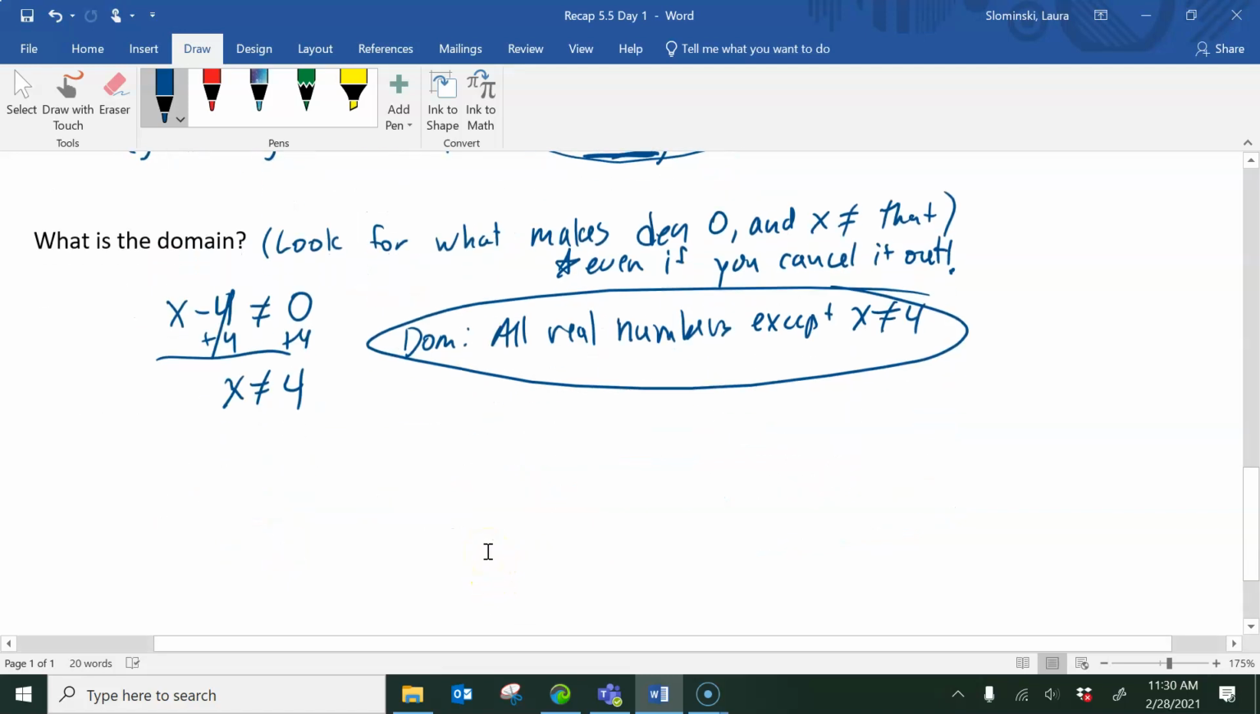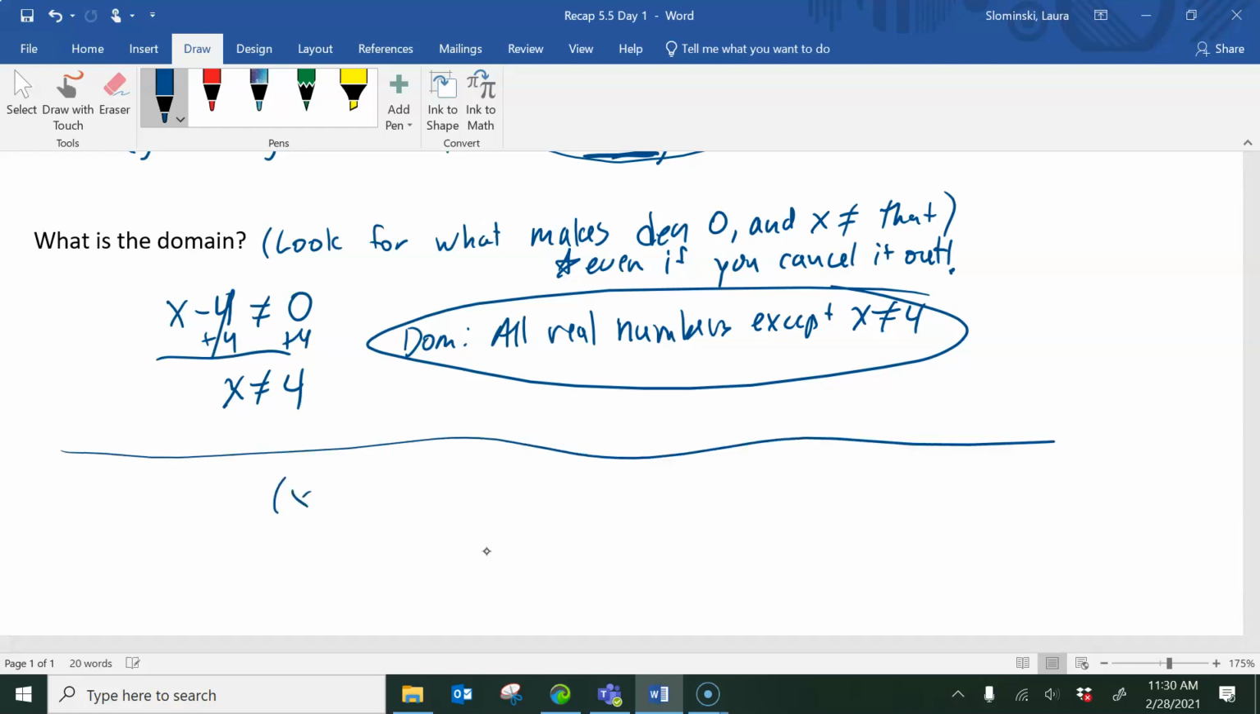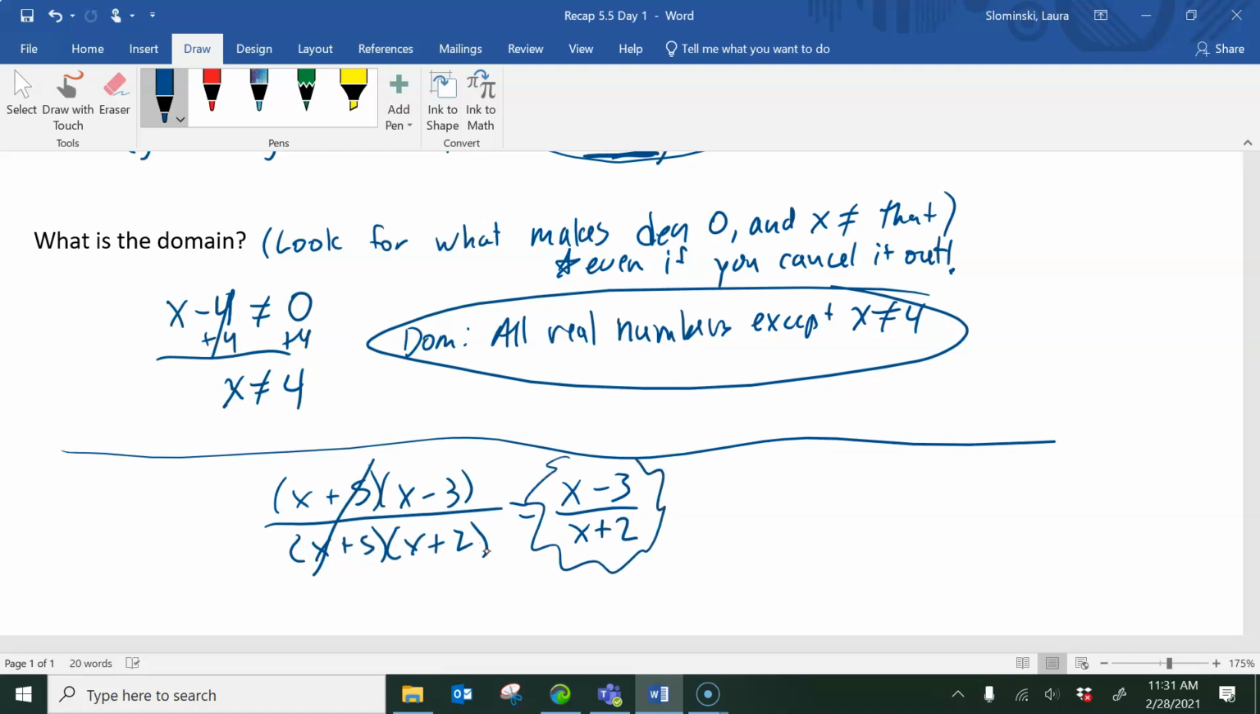Now just a quick little side note. Again, let's say we went through this division, and we ended up with something like x plus 5 times x minus 3 over x plus 5 times x plus 2. Let's say through this process of factoring, that's what you got. Remember, in this case, the x plus 5's cancel. So I have x minus 3 divided by x plus 2. So this is my simplified answer.